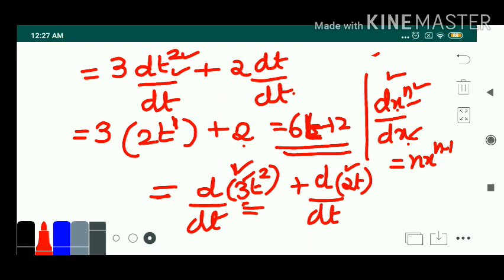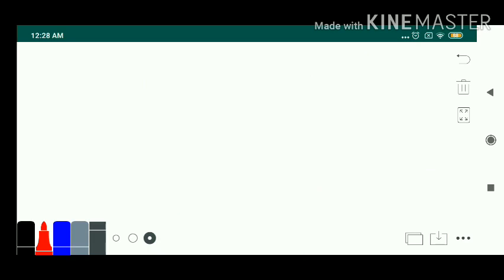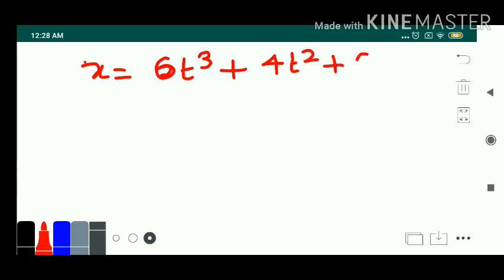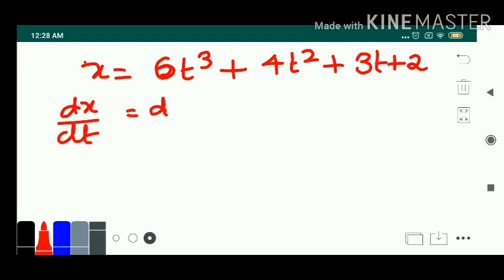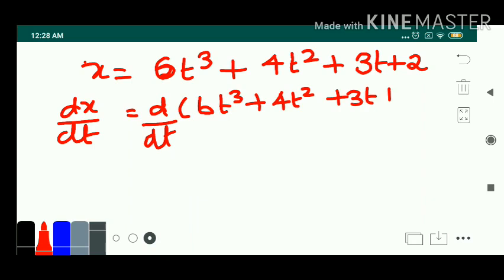Do you guys find it difficult? I don't think it is difficult. We'll do a similar problem again. Suppose the x function is, let's say, 6t cube plus 4t squared plus 3t plus 2. Right? Pause the video, try to do it by yourself, guys. And your question is, what is dx by dt? So d by dt, in place of x, write the entire function 6t cube plus 4t squared plus 3t plus 2. Right? Now take d by dt for all the terms.